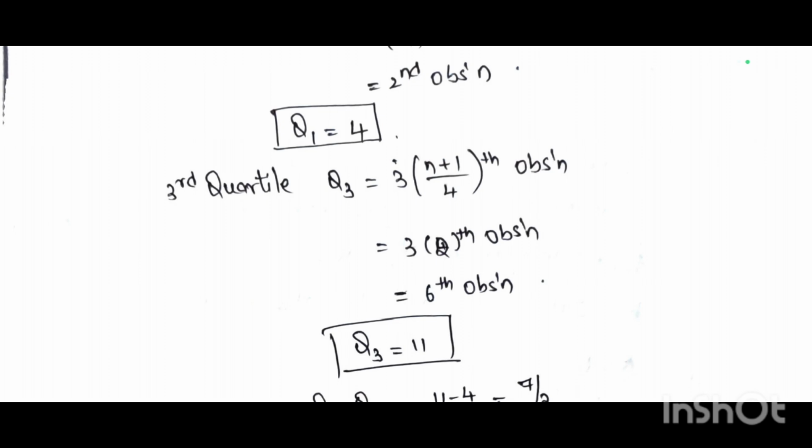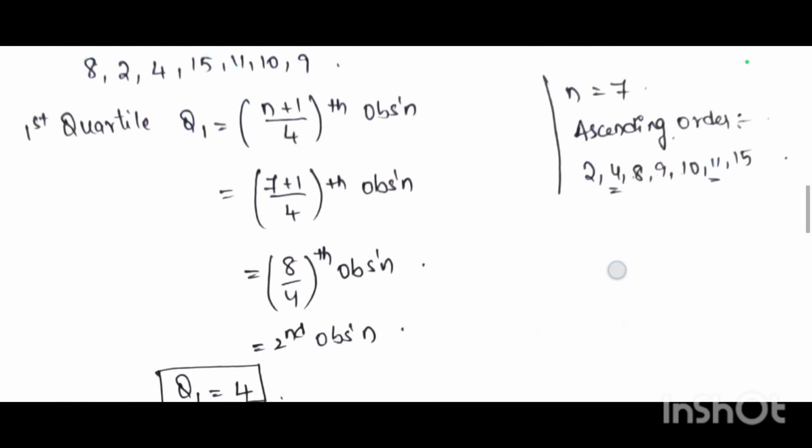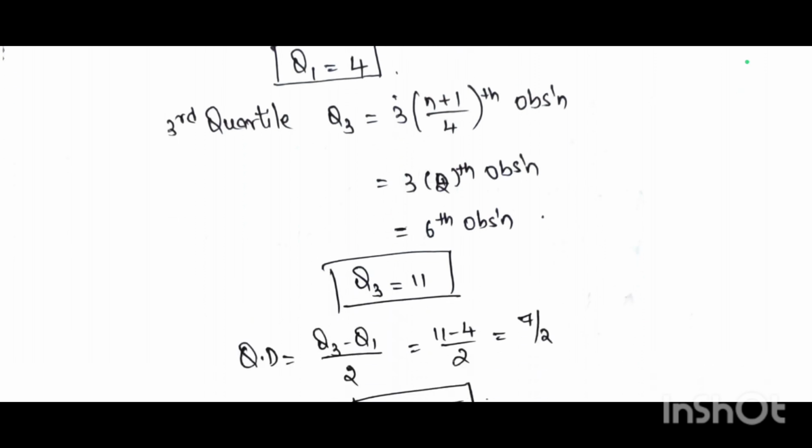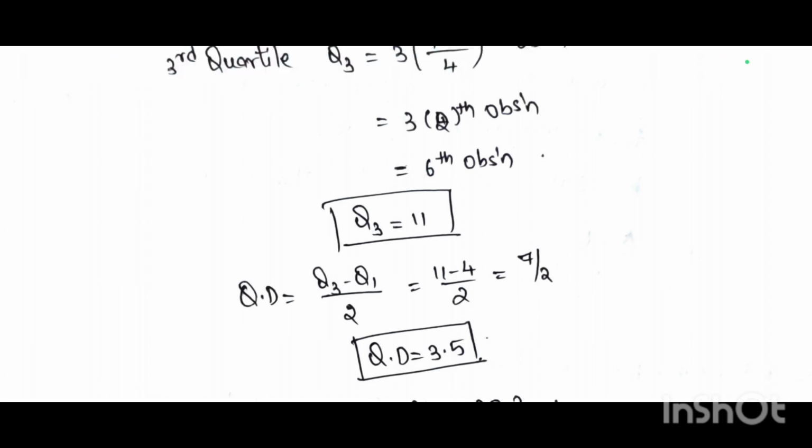Similarly, calculate the third quartile. 3 times (n plus 1) divided by 4th observation, 3 into second observation, that is the sixth observation. What is the sixth observation here? You can see 1, 2, 3, 4, 5, 6. The sixth observation is 11. So Q3 is 11. Therefore, the quartile deviation is 11 minus 4 divided by 2, that is 7 divided by 2, that is 3.5 for the given data.